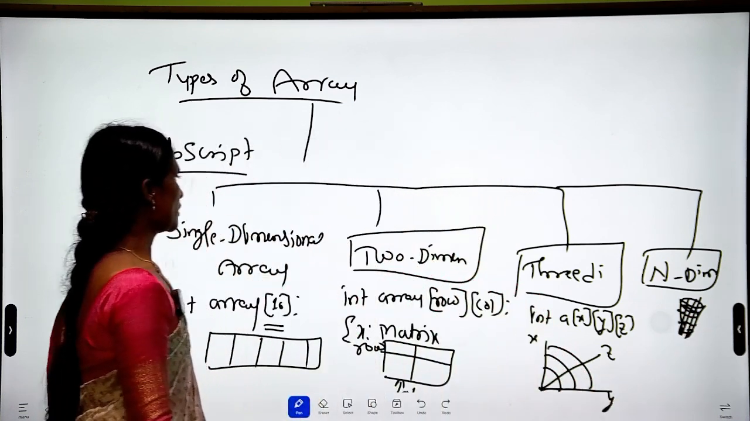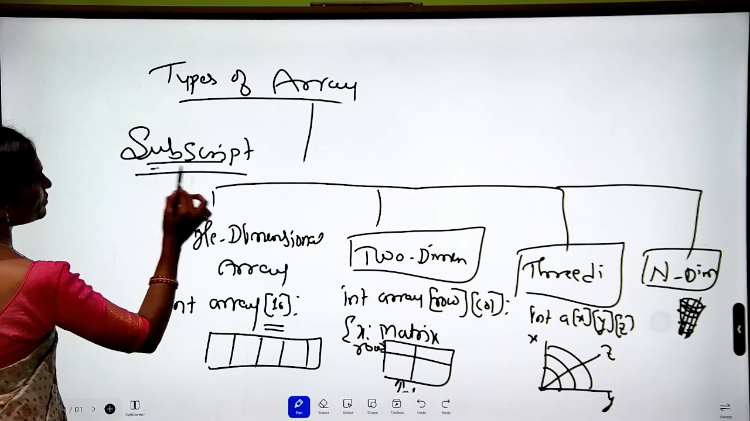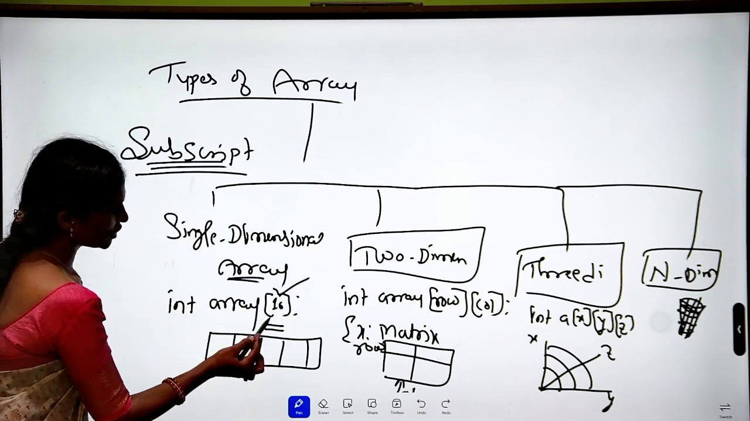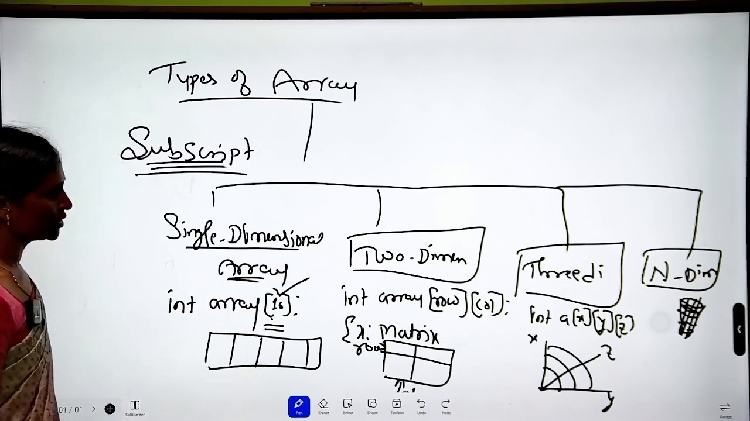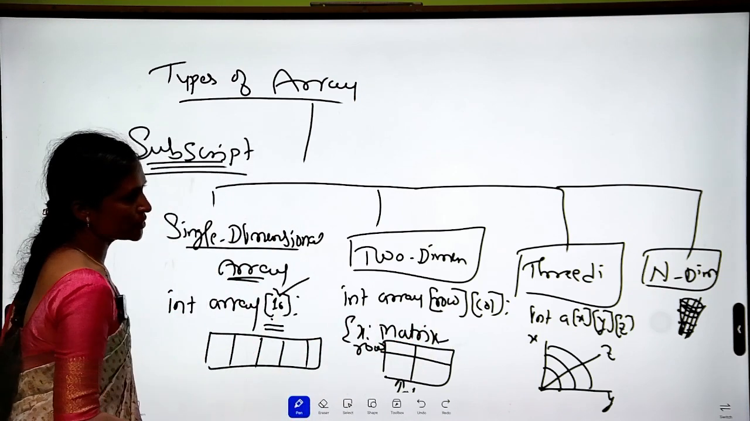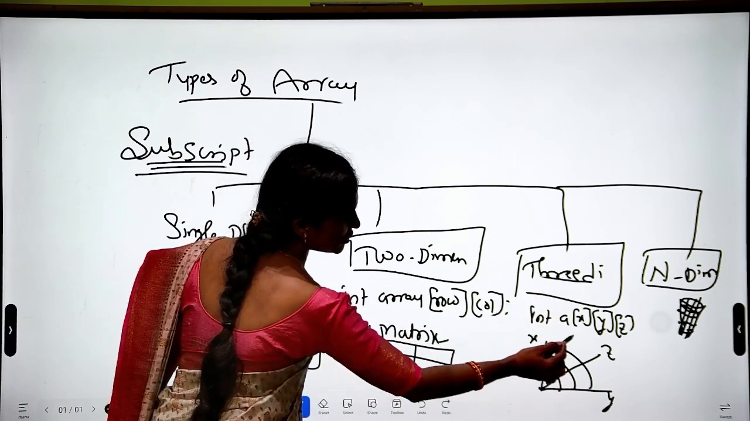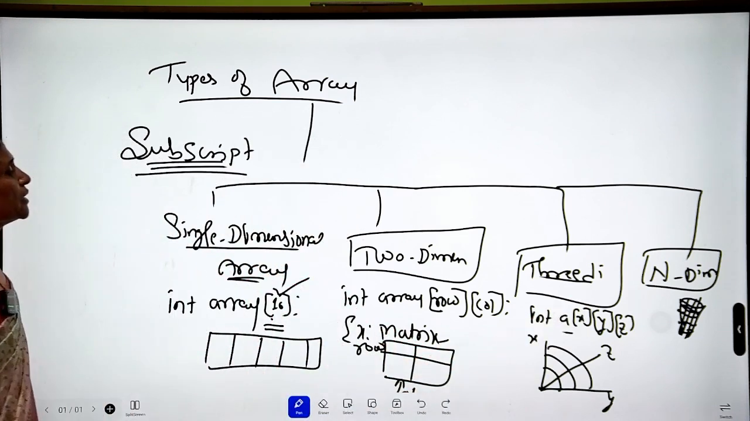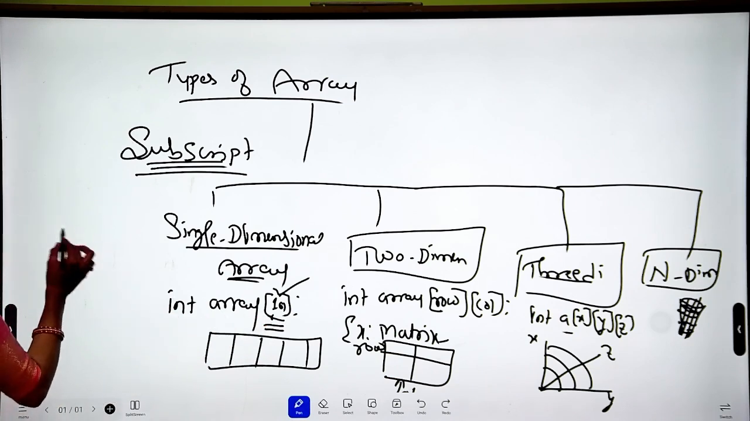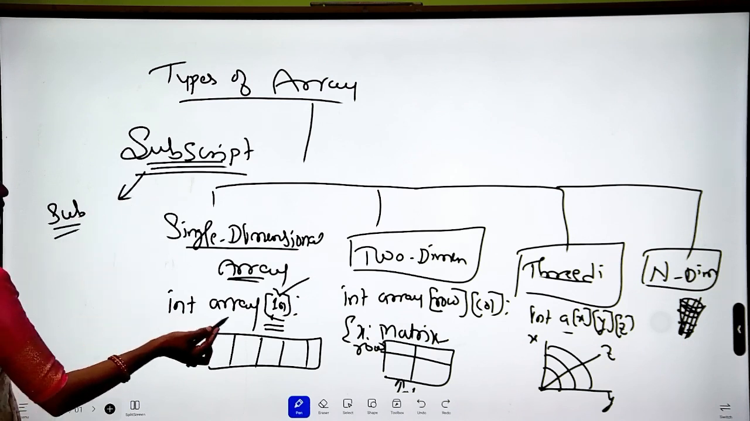So these are the types of array. The arrays are classified based on the number of subscripts used along with an array. If an array has one subscript, it is called a single dimensional array. An array with two subscripts is called a two-dimensional array, for example a matrix representation. An array with three dimensions is called a three-dimensional array, and so on with the n-dimensional array. Here, for each array, the dimensions or subscripts are represented with a pointer.